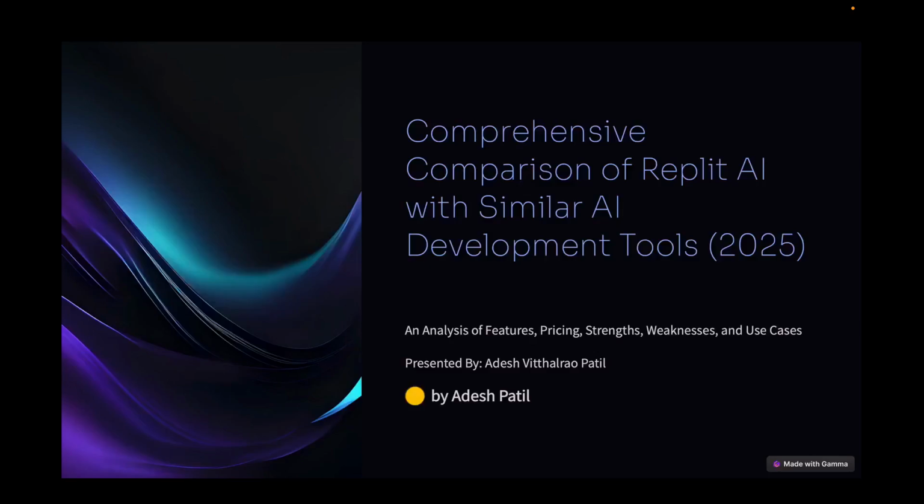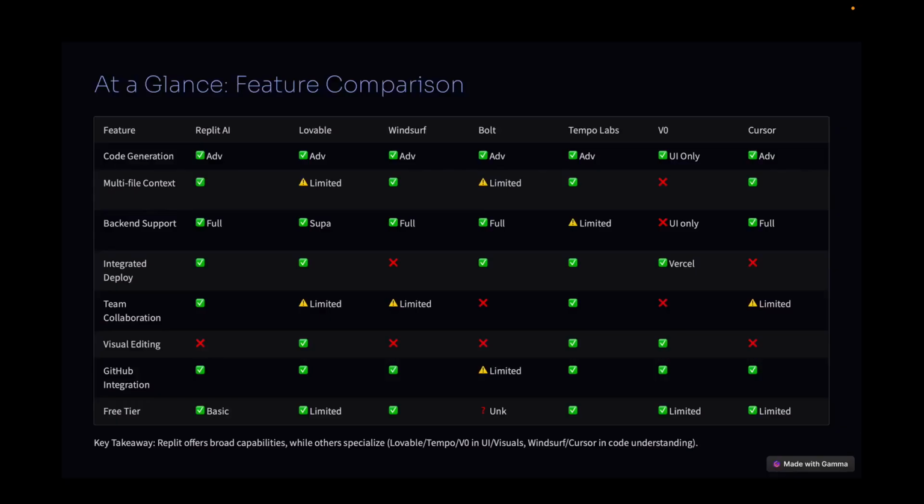Building on that, let's get a quick overview of how all these tools stack up feature wise. This matrix gives us an at a glance comparison. You can see Replit AI shown here in the first column. It checks many boxes. It offers advanced code generation, multi-file context, full backend support, integrated deployment, and team collaboration. It's aiming to be a comprehensive solution.